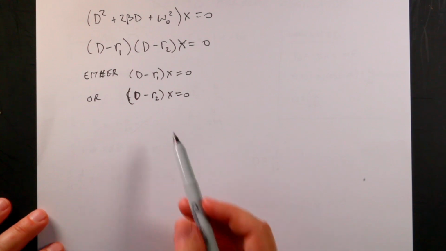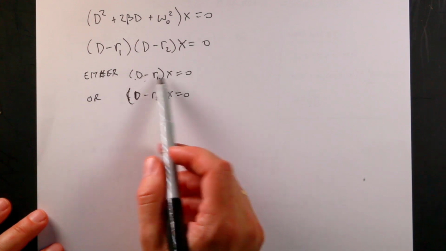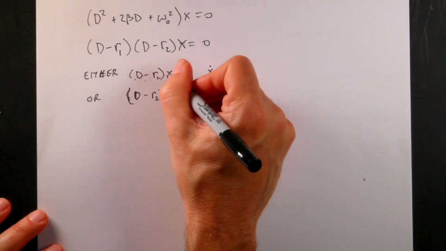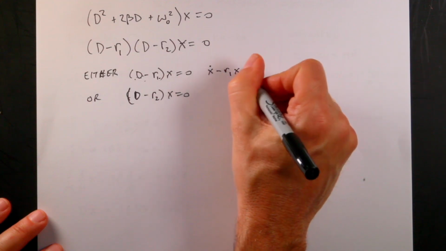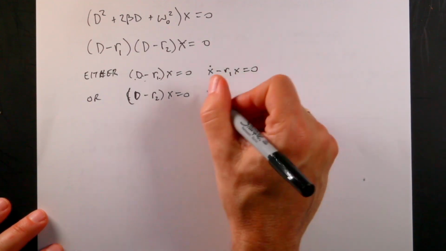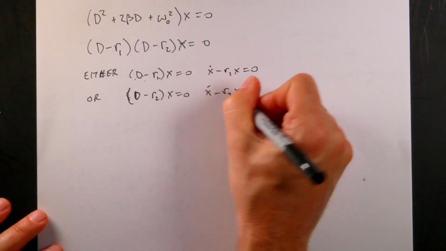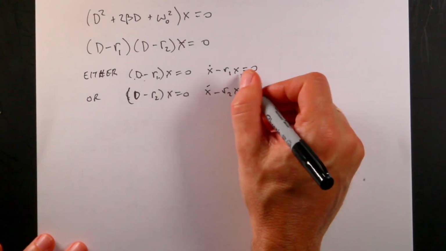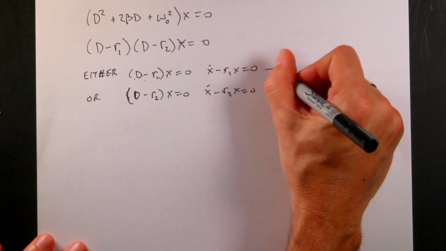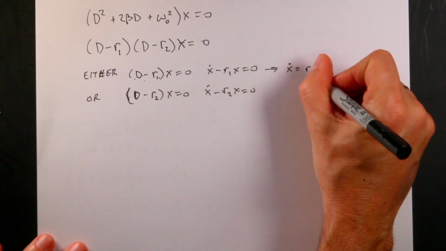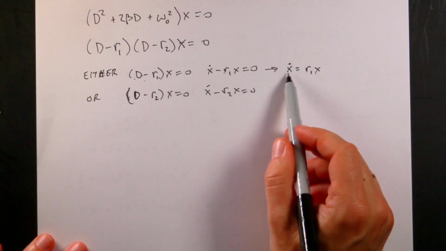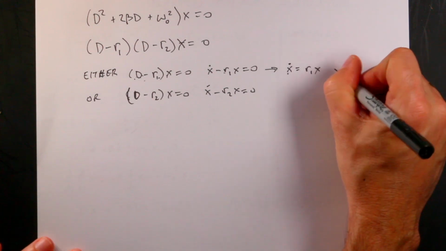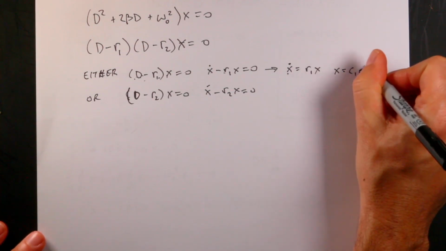So now let's switch back to our notation. If I operate d on x, I get x dot. So x dot minus r1 x equals 0, or x dot minus r2 x equals 0. So there's two different constants there. And I can solve this equation, right? If I add r1 x to both sides, this gives me x dot equals r1 x. So it says, what do I take the derivative of x and I get r1 times x? And the answer is x equals c1 e to the r1t.